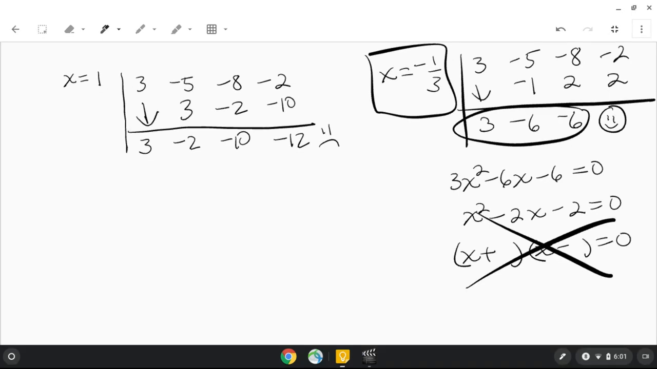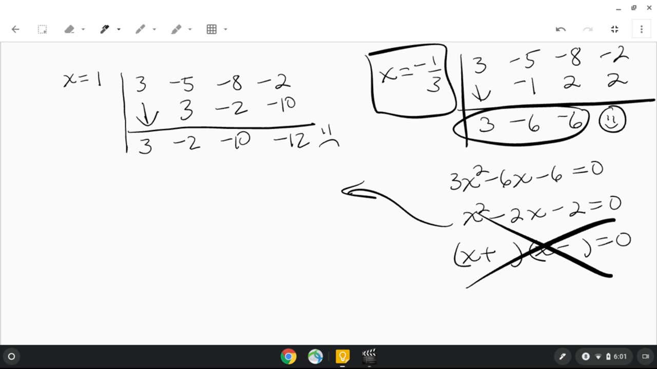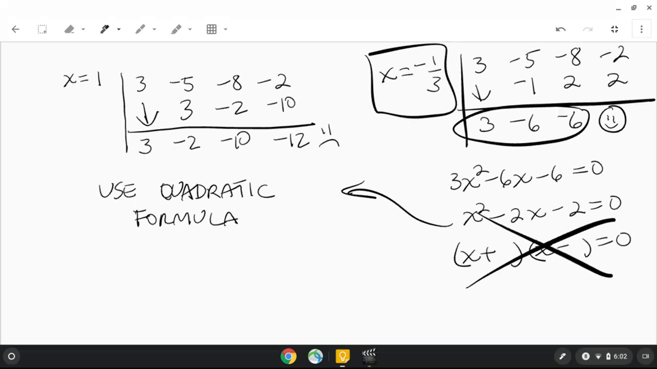Okay, so what I can do is go over here and use quadratic formula. Do you remember the quadratic formula? That song?